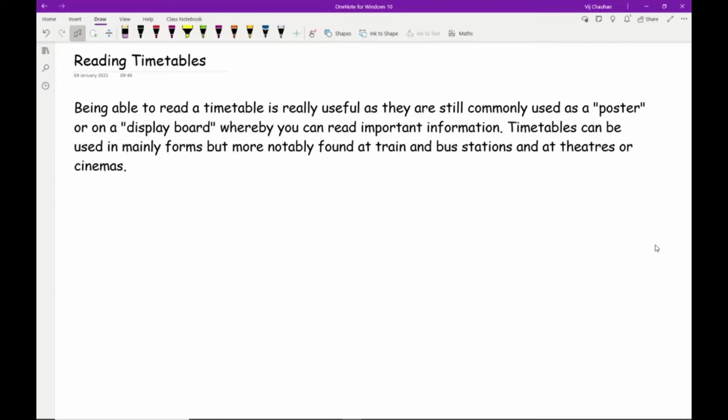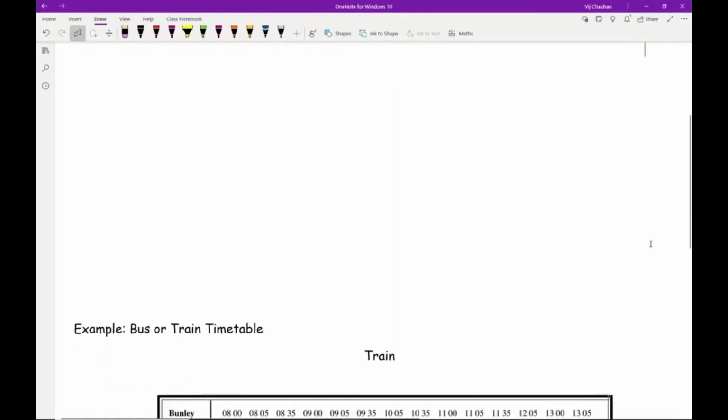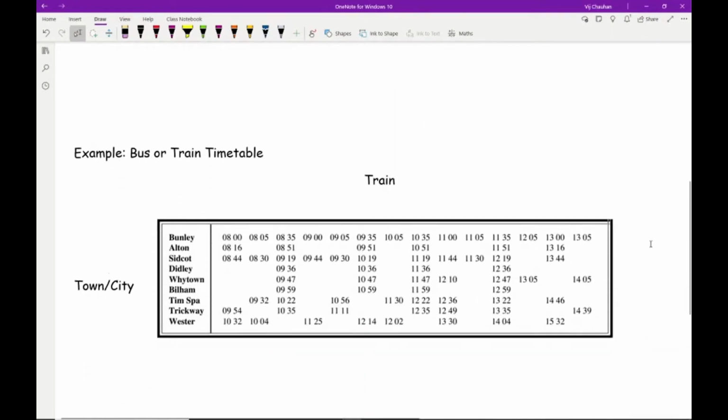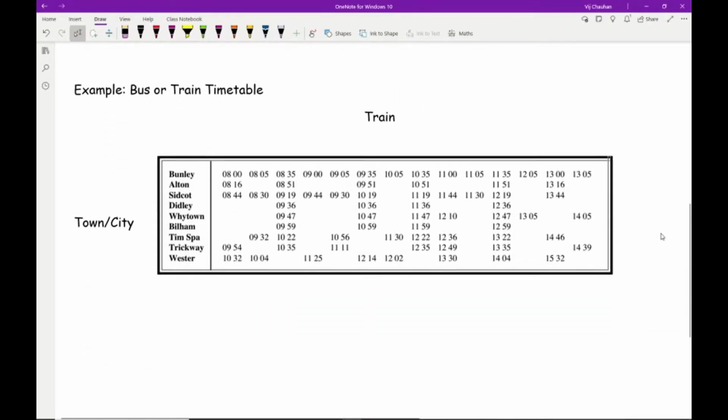Timetables can be used in many forms, but more notably found at train and bus stations and at theatres or cinemas. Now let's just have a look at what a common timetable generally looks like. So here we've got a timetable for what could be either a train or a bus. We'll just say it's for a train.